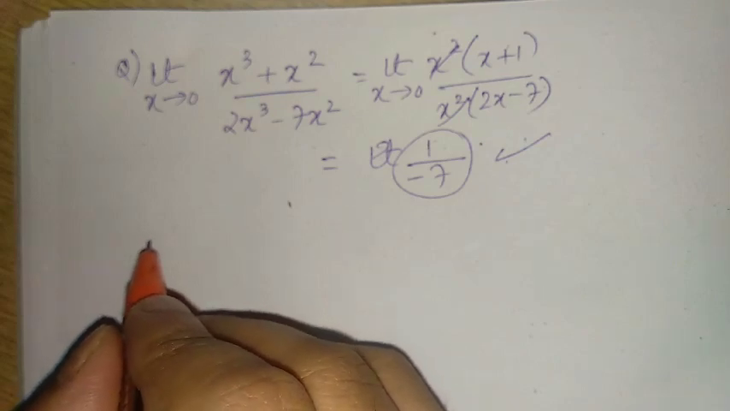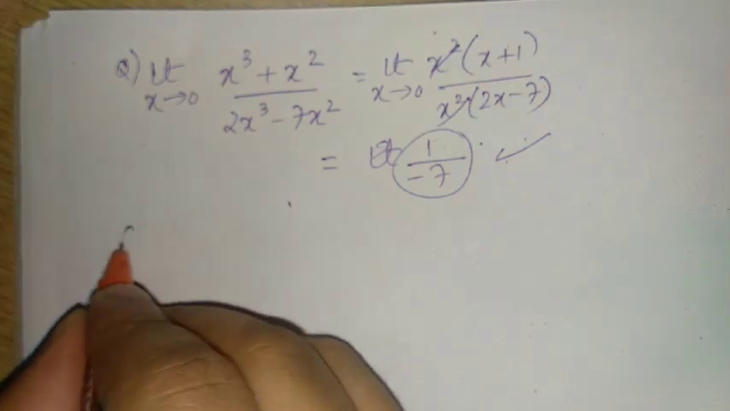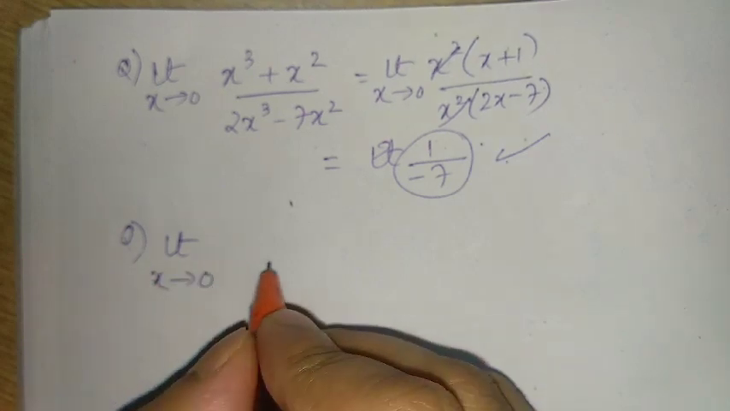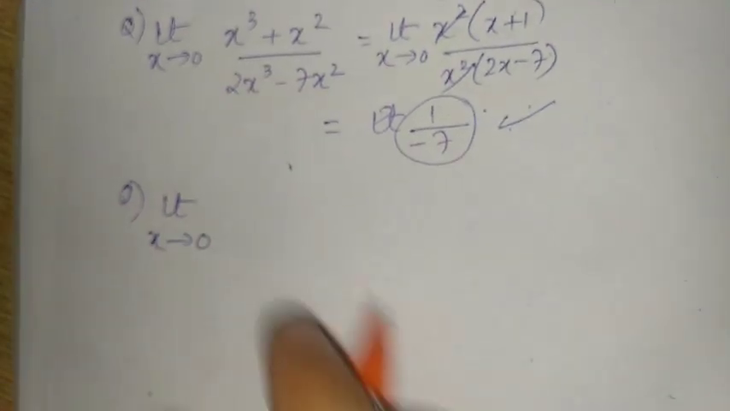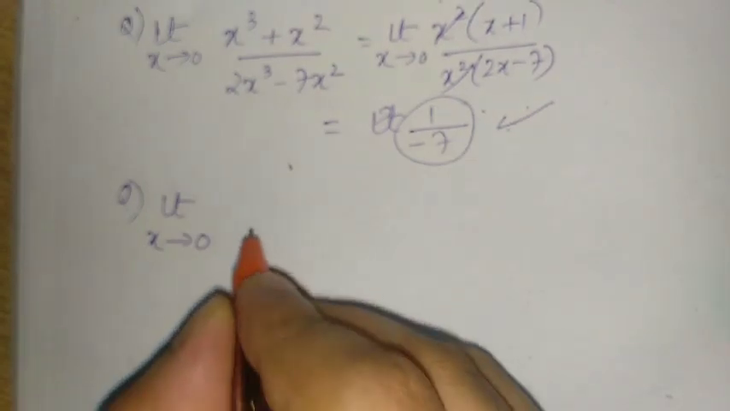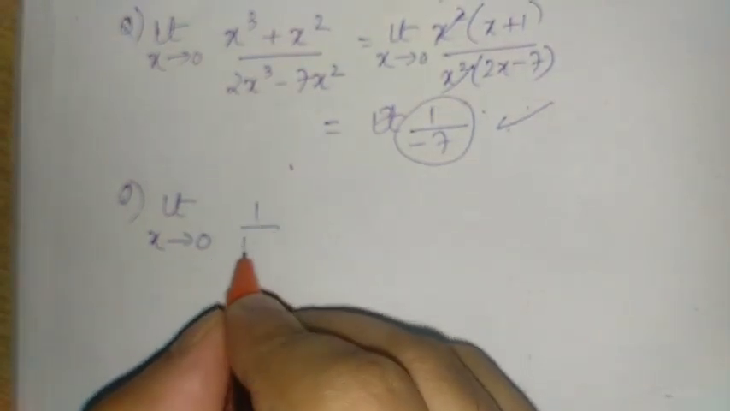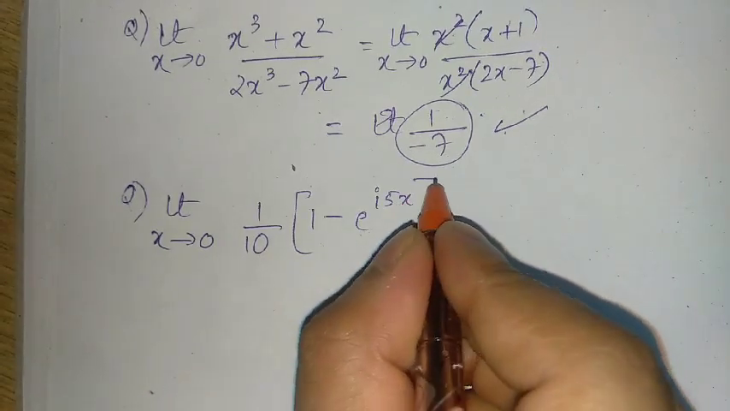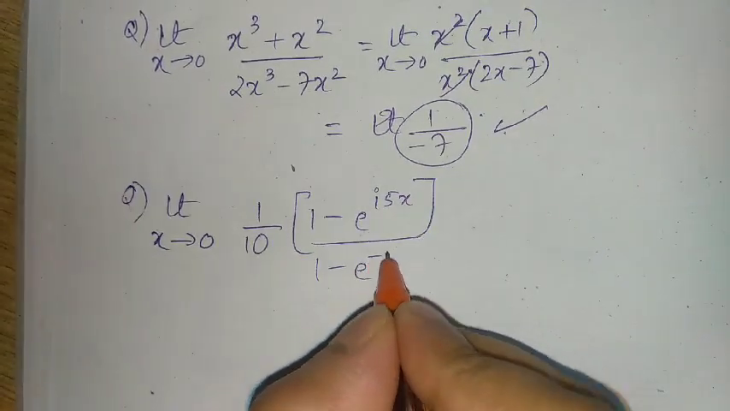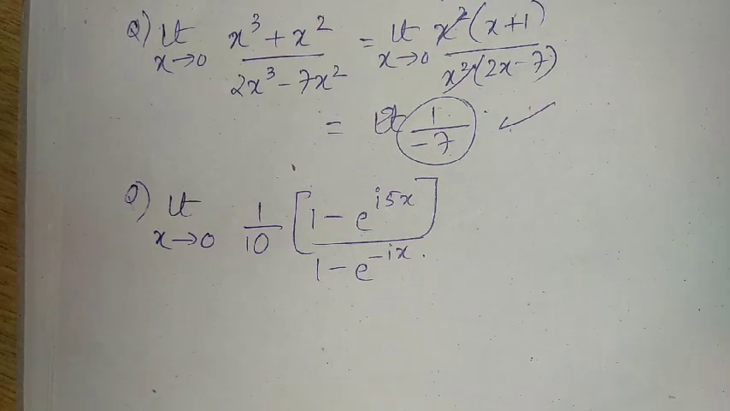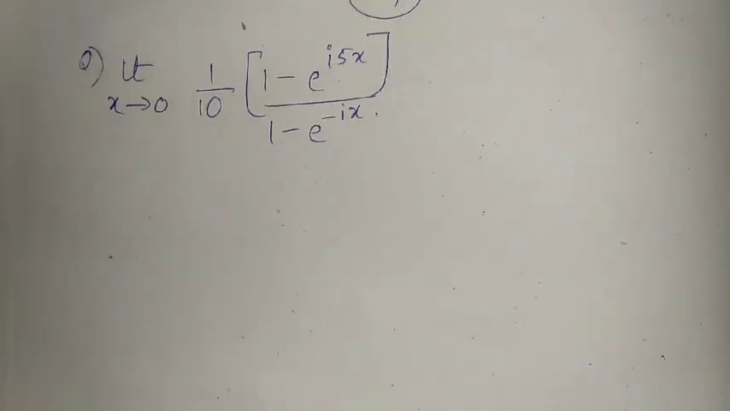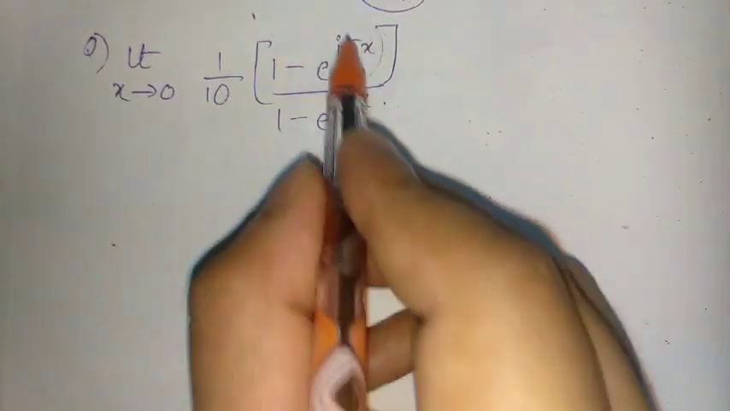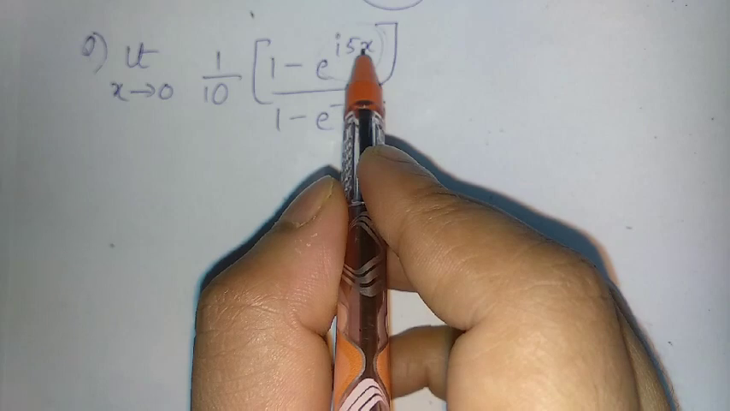Everyone, moving on to the next question on limits. The next question is limit x tends to 0 of 1 by 10 times (1 minus e to the power iota 5x) divided by (1 minus e to the power minus iota x). In order to do this question, we will convert this into the cos trigonometric form.